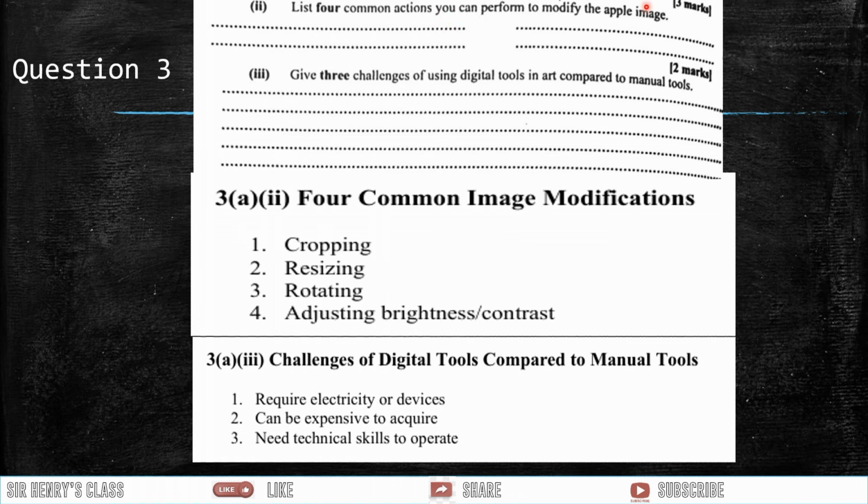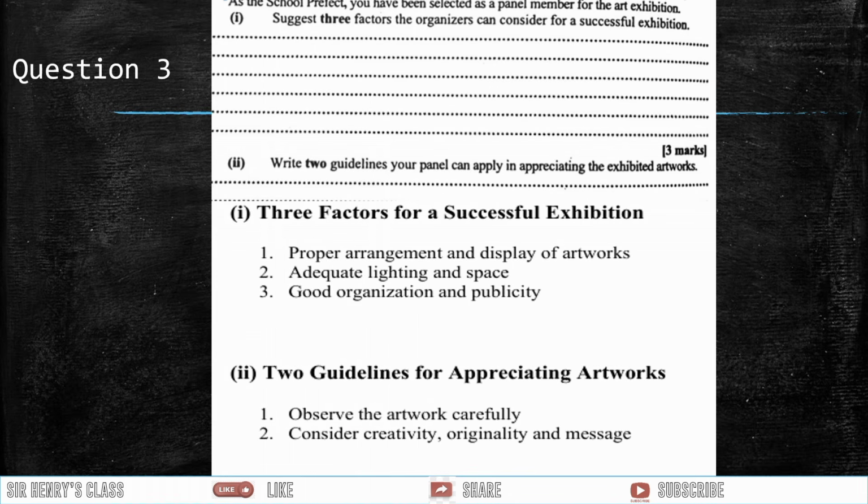3Aii lists 4 common actions you can perform to modify the Apple image. So you can crop, you can resize, you can rotate, and you can adjust the brightness. Then, 3 challenges of using digital tools in art compared to the manual: it requires electricity, they can be expensive to acquire, and they need technical skills to operate.